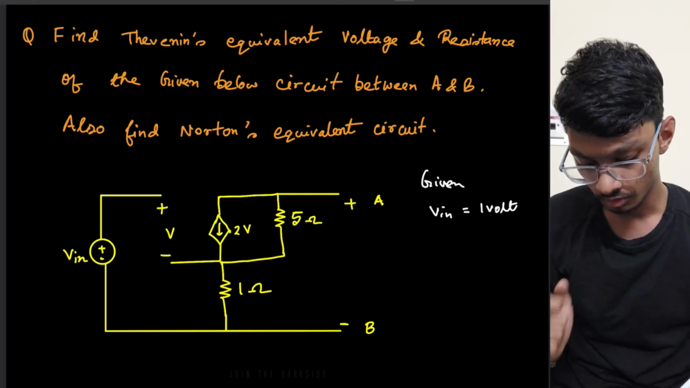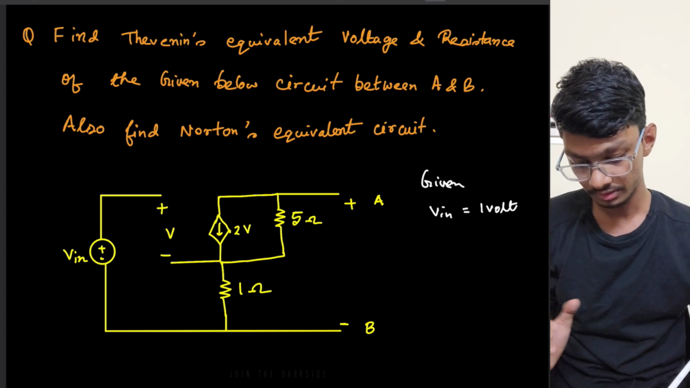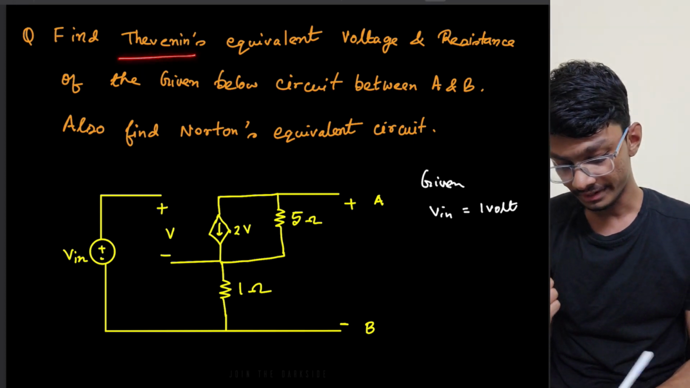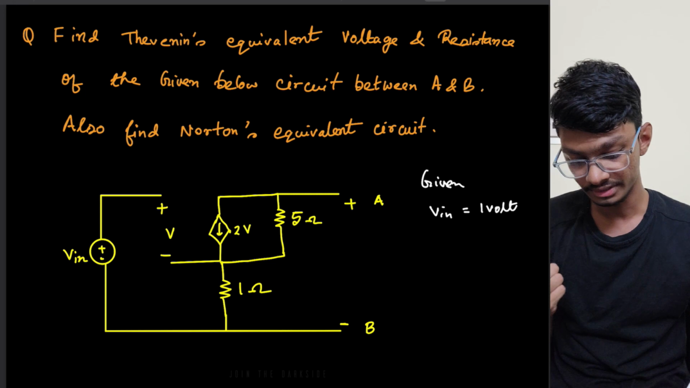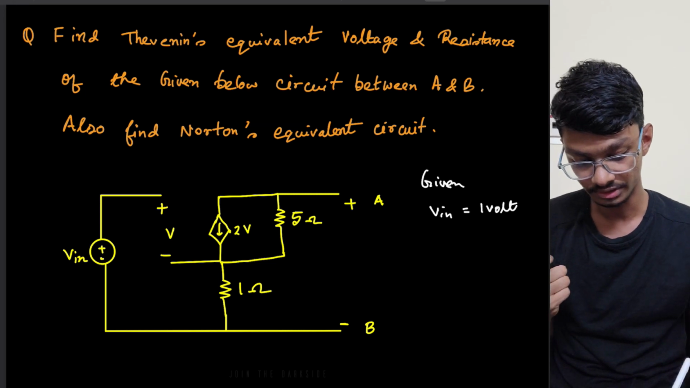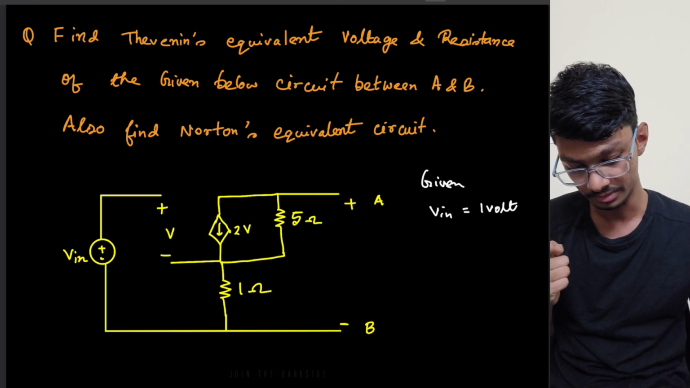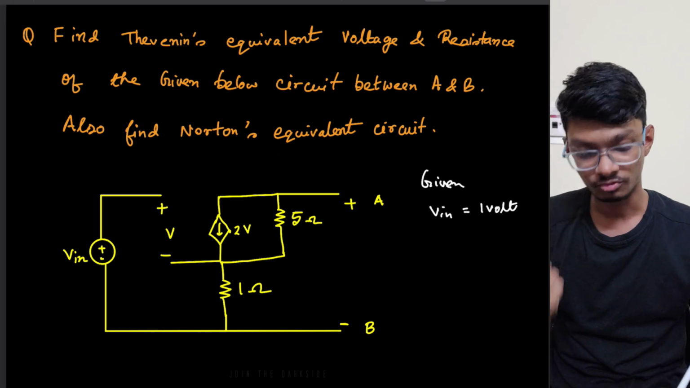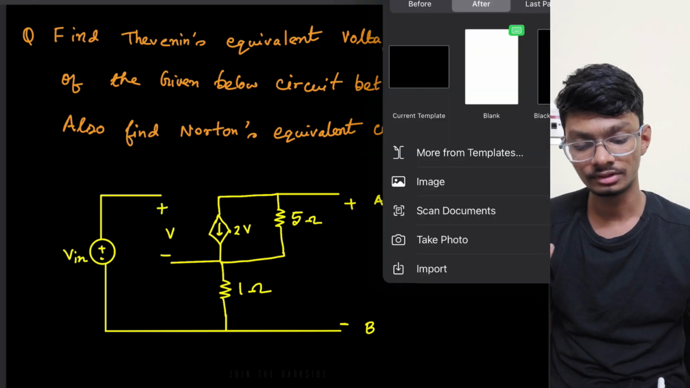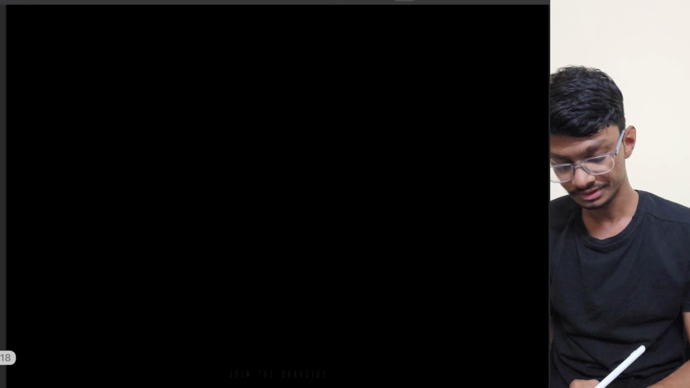So today we are going to solve this circuit, which states: find Thevenin's equivalent voltage and resistance of the given circuit between these 2 points, A and B. Also find the Norton's equivalent circuit. What does Thevenin equivalent circuit mean? I hope you guys know it.